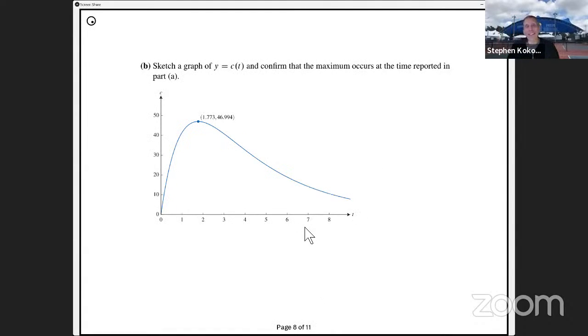Well, here's a graph just to justify all of this. That's what it looks like. And we'll assume the t is given in minutes here.